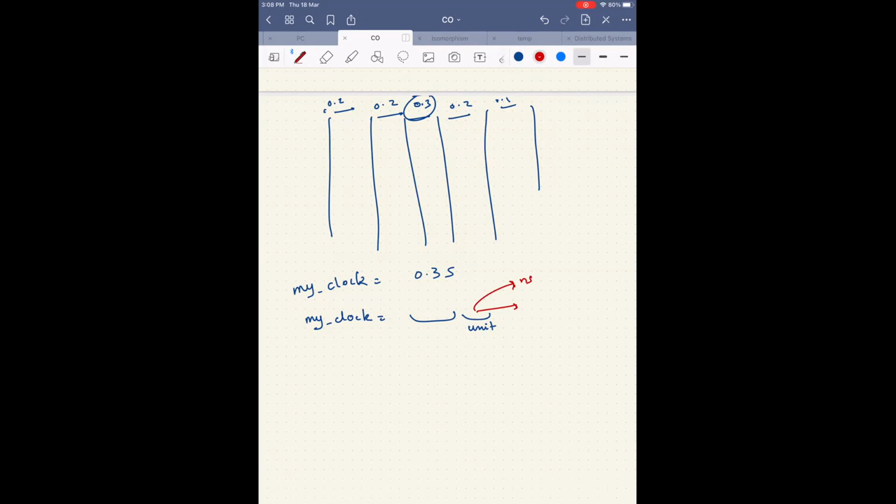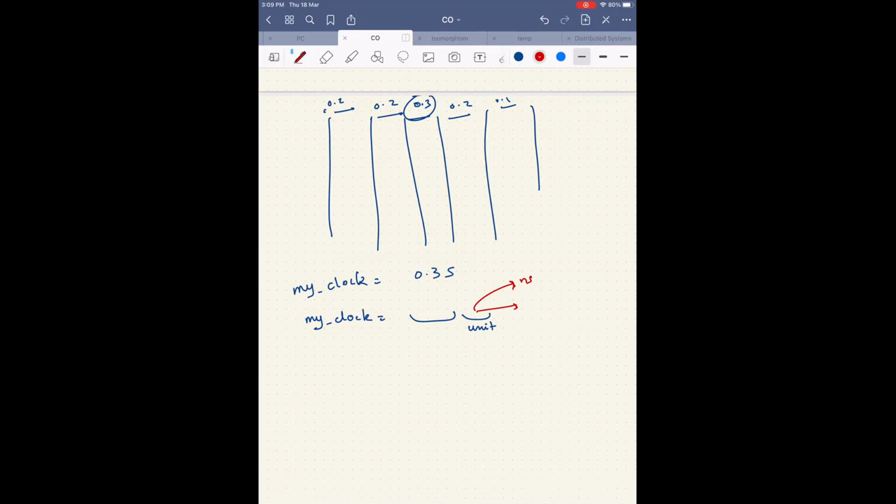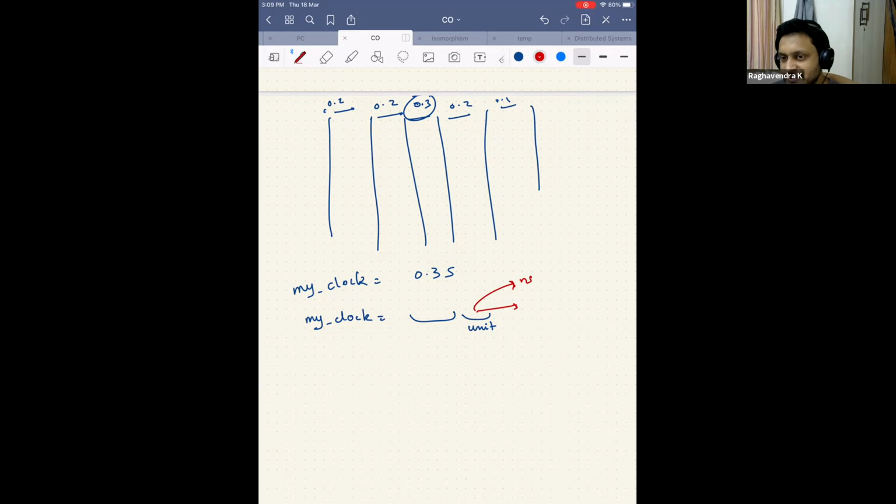The actual clock cycle is something in nanoseconds, right? You should tell me. Is it in nanoseconds or milliseconds? If you are happy with using C++ and Python, then it's in milliseconds. Okay. Any other answer?